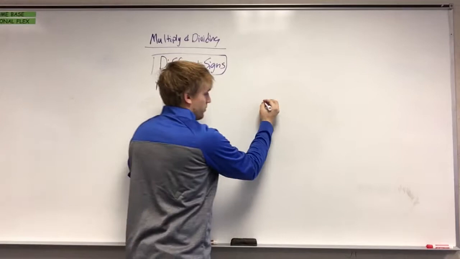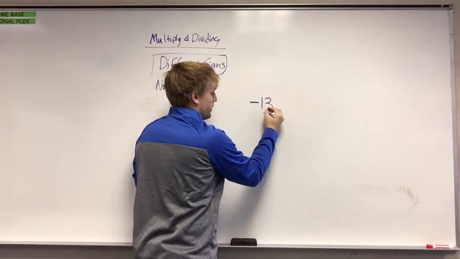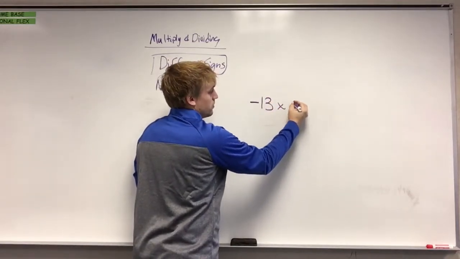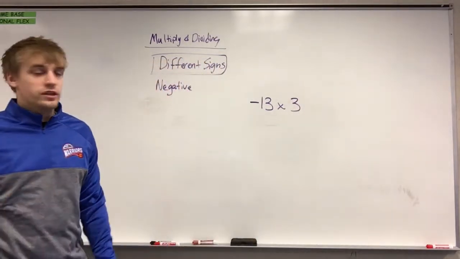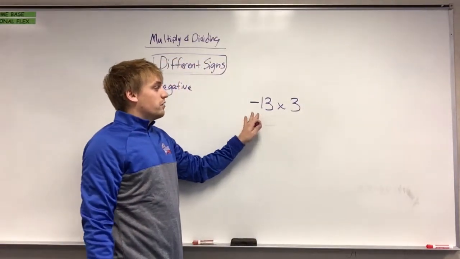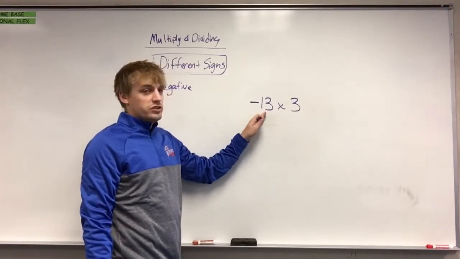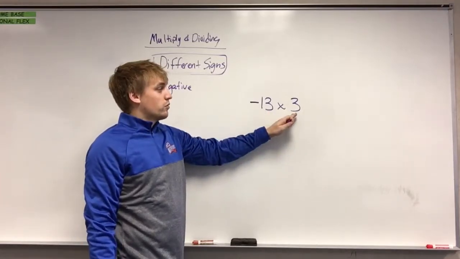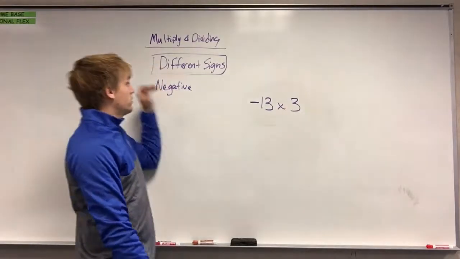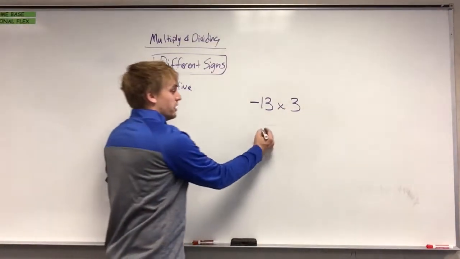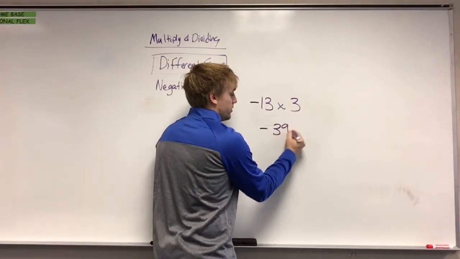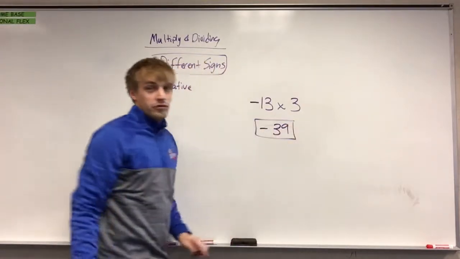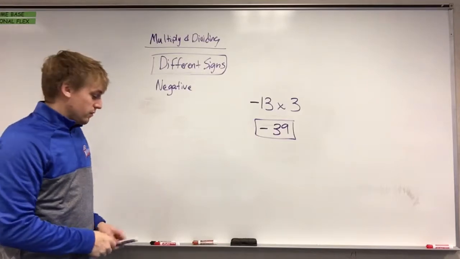Let's say we have negative 13 times 3. Negative 13 times 3. 13 is negative, 3 is positive. They're different signs, which means the answer is going to be negative. So we just take 13 times 3, which is 39. So our answer is negative 39.